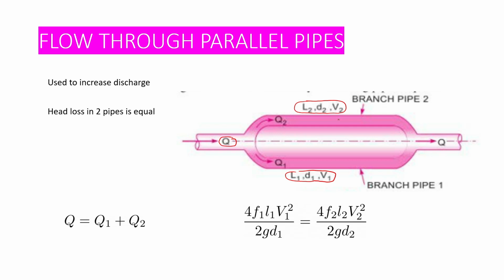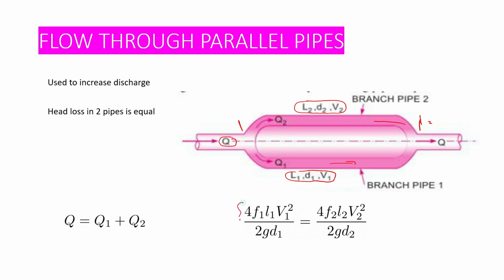Parallel pipes are used to increase the discharge through the pipe. Here one thing you need to understand is that the head loss between these two sections, between here and here, is constant. Whether it flows through here or here, the head loss between these two sections will be constant.